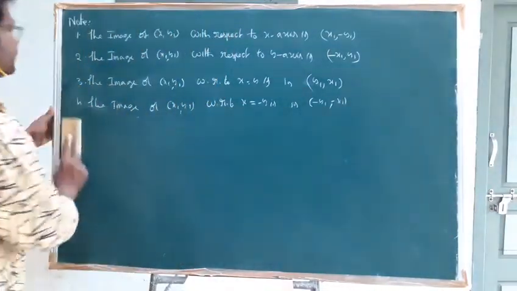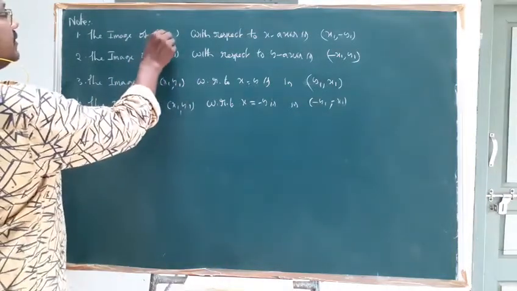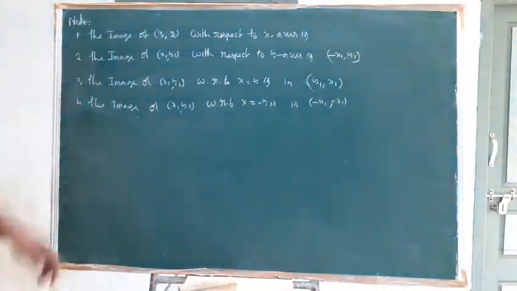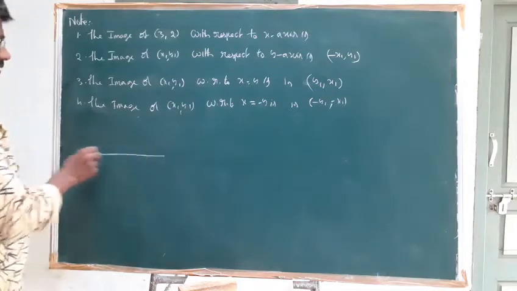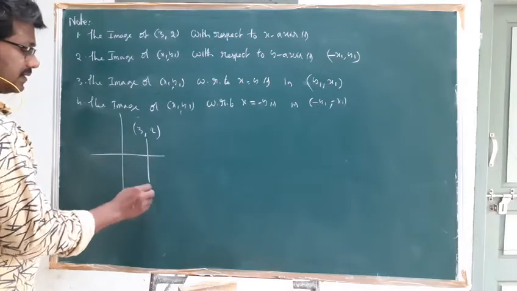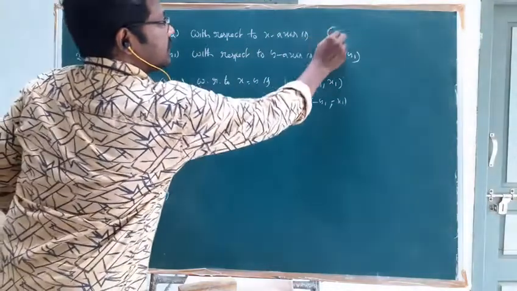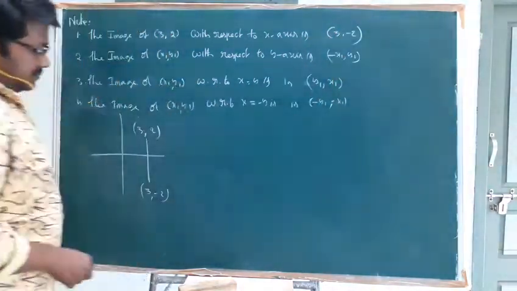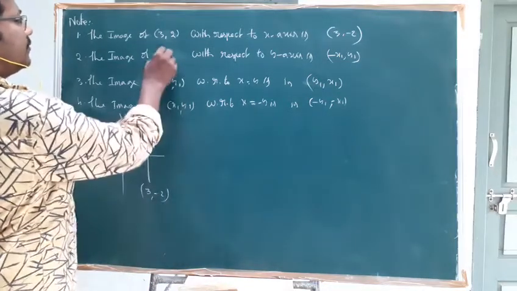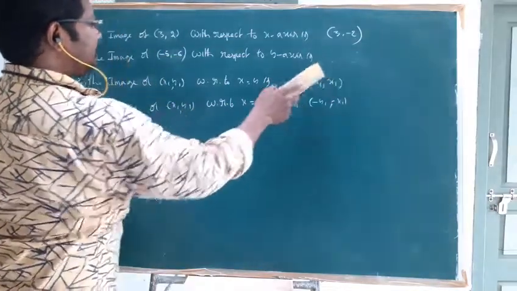For example, find the image of 3 comma 2 with respect to x-axis. Image of 3 comma 2 with respect to x-axis: x value 3, y value minus 2. So what is this? 3 comma minus 2. Y value changes.